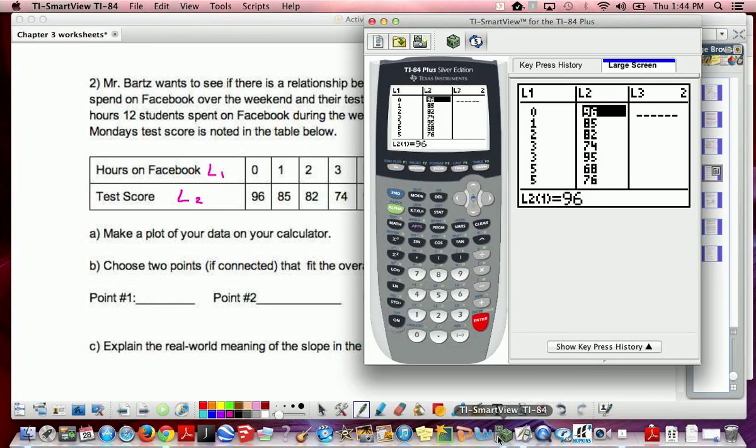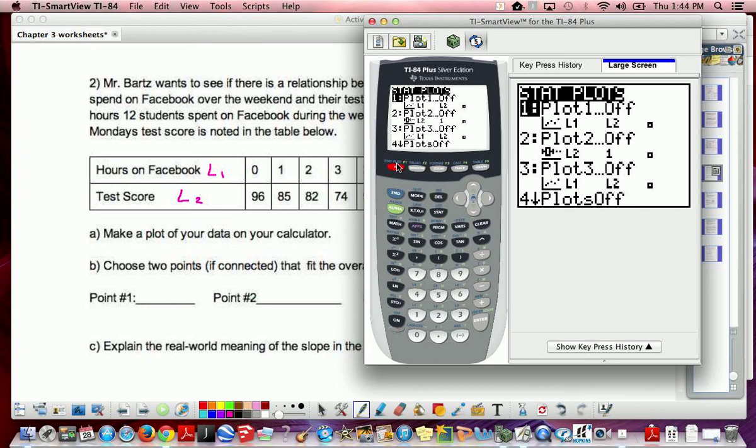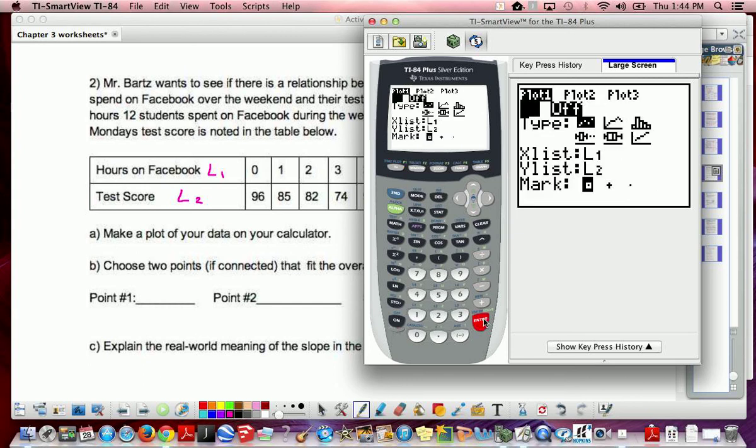So I have my data already in. So I want to make a plot of this data. So to make a plot, I go second y equals and get to my stat plots. Notice how all my stat plots are off. That's going to be important. Make sure they're all off. Only the first one is the one that we're going to actually graph. So we're going to turn it on.